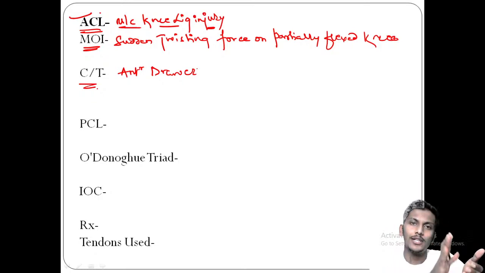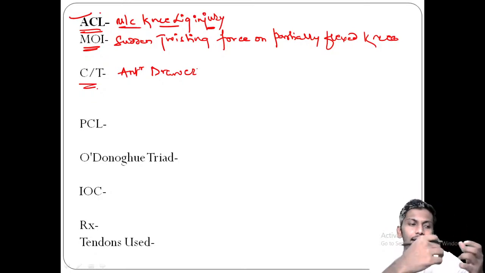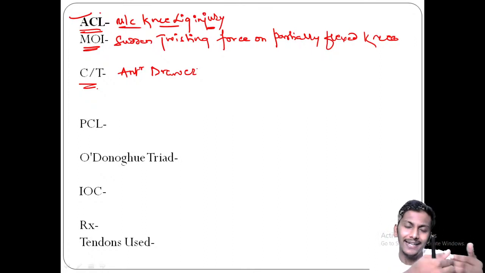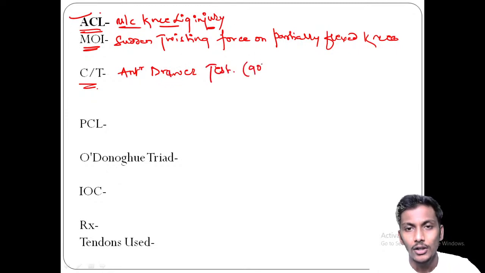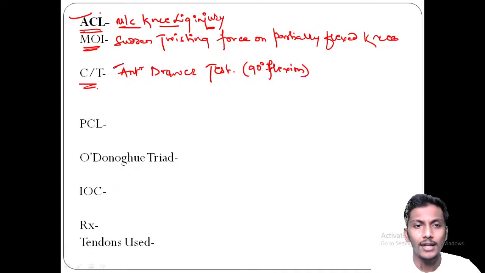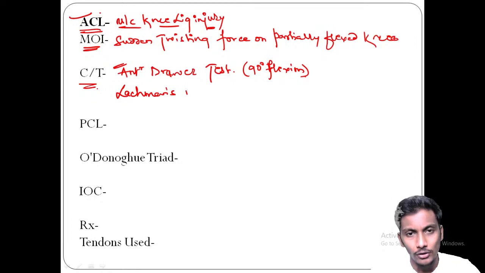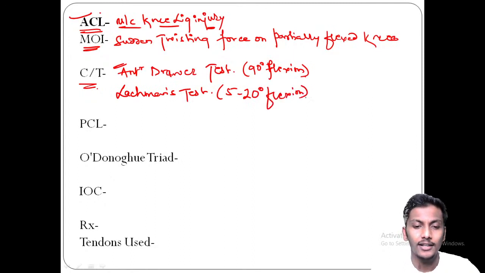And if the anterior cruciate ligament is not there to provide resistance, the tibia would come in front. Okay, without resistance the tibia would move anteriorly. That is known as your anterior drawer test. And the anterior drawer test is usually done in 90-degree flexion. So the knee is in 90-degree flexion. So please remember this. This is the anterior drawer test, which is the clinical test of choice in cases of ACL injury. And the second one is your Lachman's test. Lachman's test is also performed for ACL injuries, and Lachman's test is done with the knee in 5 to 20-degree flexion.